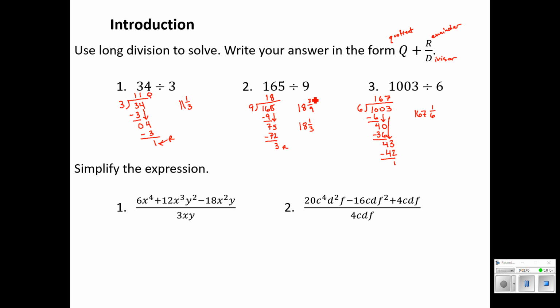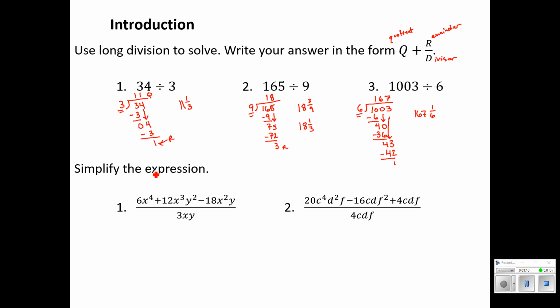So you can see that each time, that R over D, the remainder, is just the end of all of our subtractions taking place under the division bracket, and then the divisor, the bottom of that fraction, is just coming from what we're dividing by. We're going to keep track of that pattern.